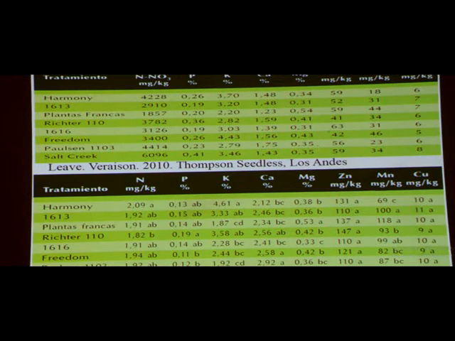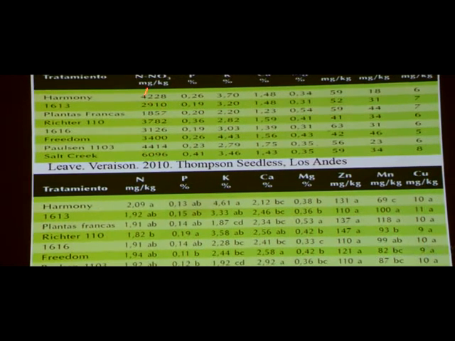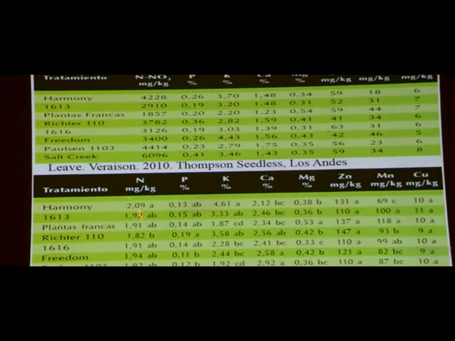The same in Chile. This is blooming. This is veraison. A lot of nitrogen uptake from all of the rootstocks, especially Salt Creek and Harmony. But after veraison, they will appear more the same on nitrate.